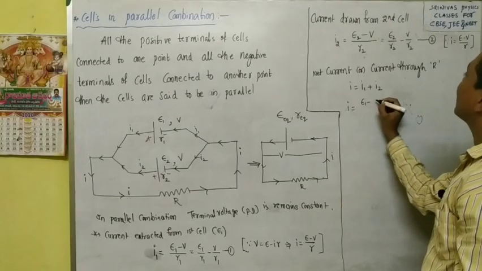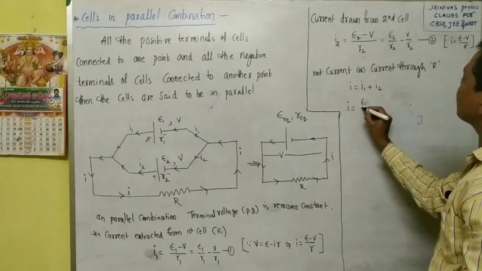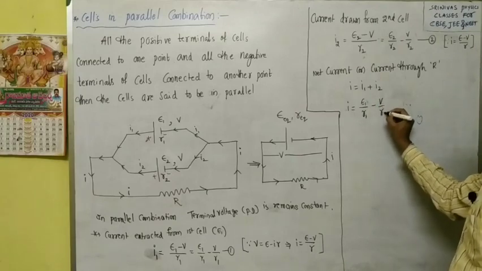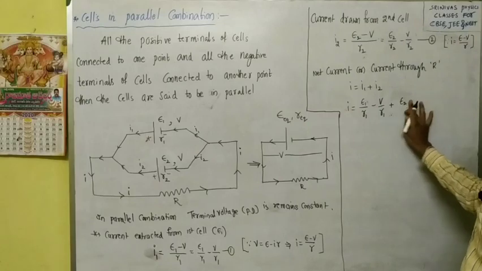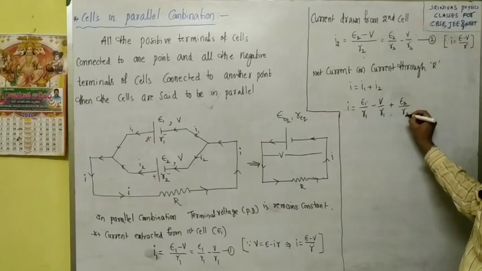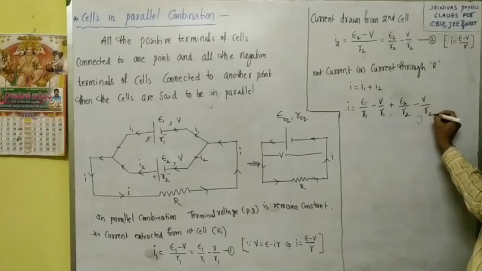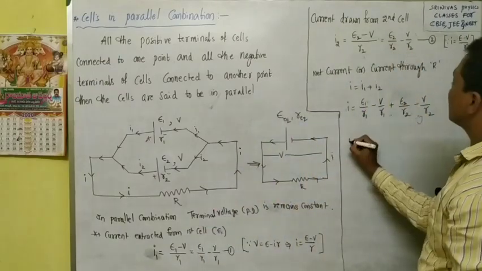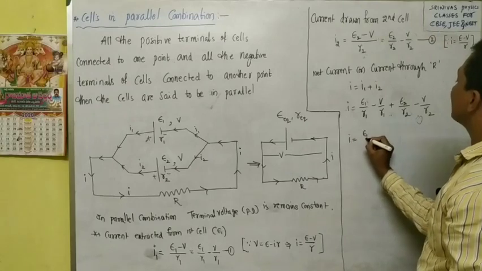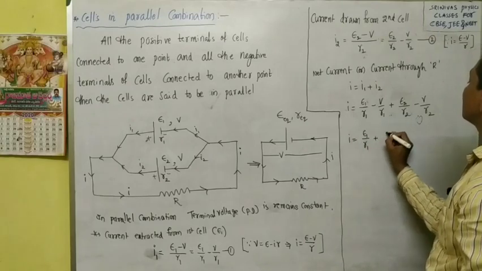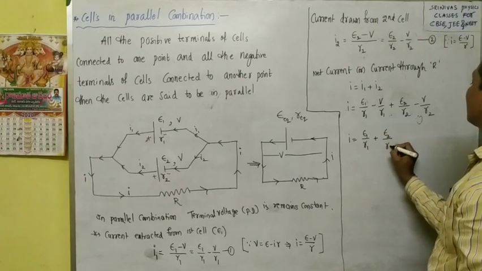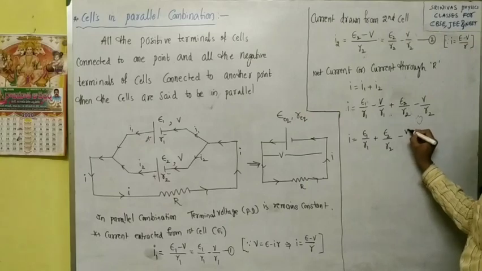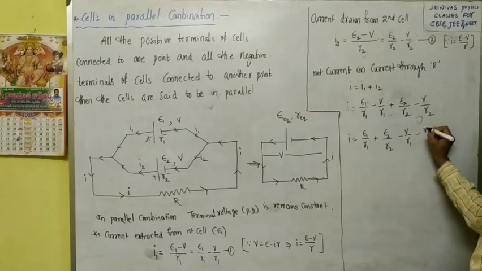We write (E1 minus V) by R1 plus (E2 minus V) by R2. Look here, we just have to add I1 and I2. Then we write E1 by R1 plus E2 by R2, these two at one side, and next minus V by R1 minus V by R2.